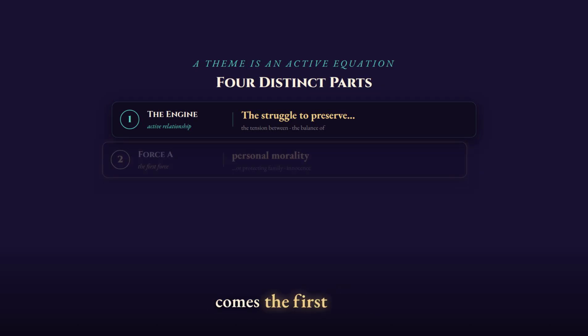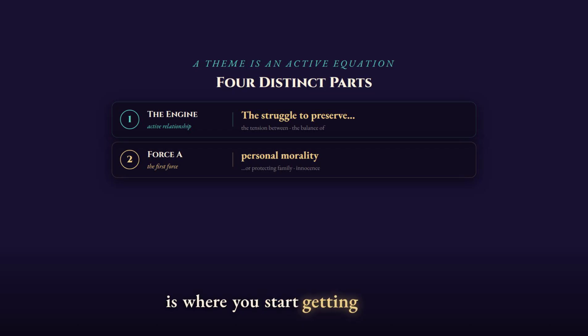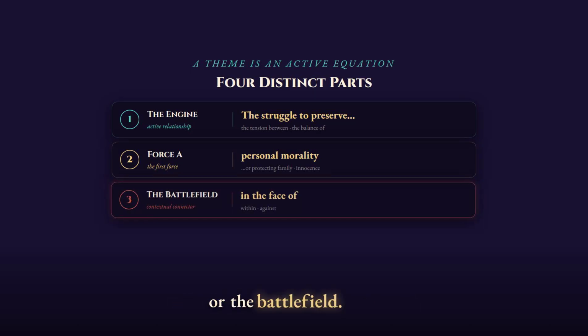Next comes the first force, or force A. This is where you start getting specific. Instead of a broad concept like good, you define what good means in the specific context of your protagonist's world. Is it personal morality? Is it the desire to protect one's family? Or perhaps innocence?